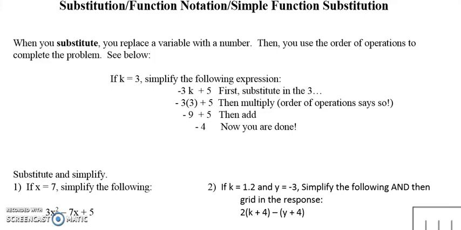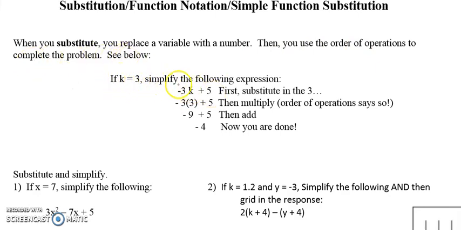Alright, today is all about substitution, function notation, and simple function substitution. It's like we combined those two titles into the third title there. Okay, so when you substitute, you replace a variable with a number, and then you use the order of operations to complete the problem. See below.